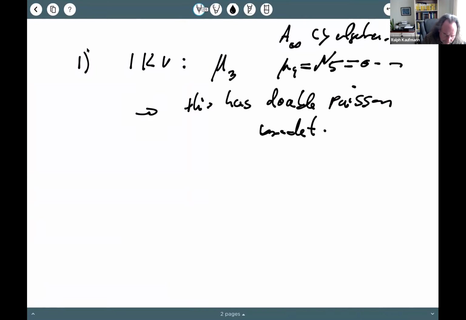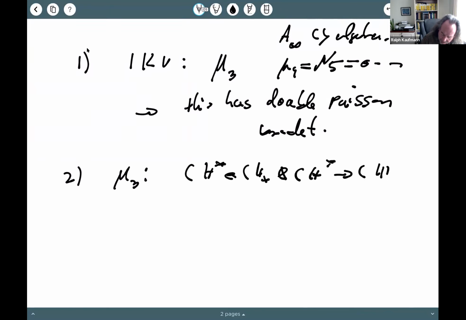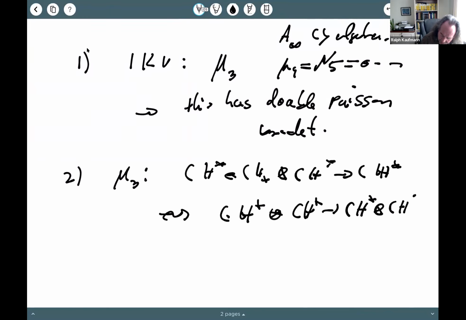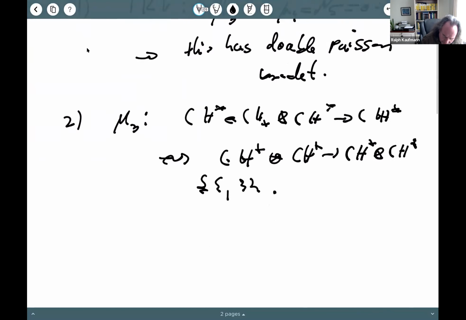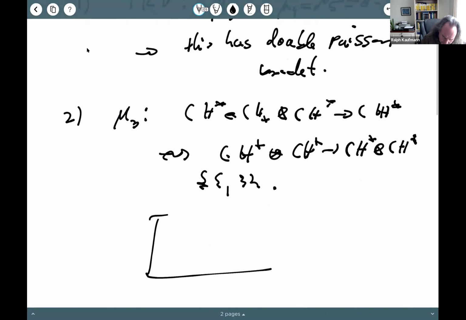And basically also by dualizing. And so what we had was this: I took this mu3 from CH star tensor CH star to CH star, and then dualized this to CH star tensor CH star to CH star tensor CH star. And then this is this double bracket. And then the funny thing that happens is that this is a homotopy. So this is a homotopy.